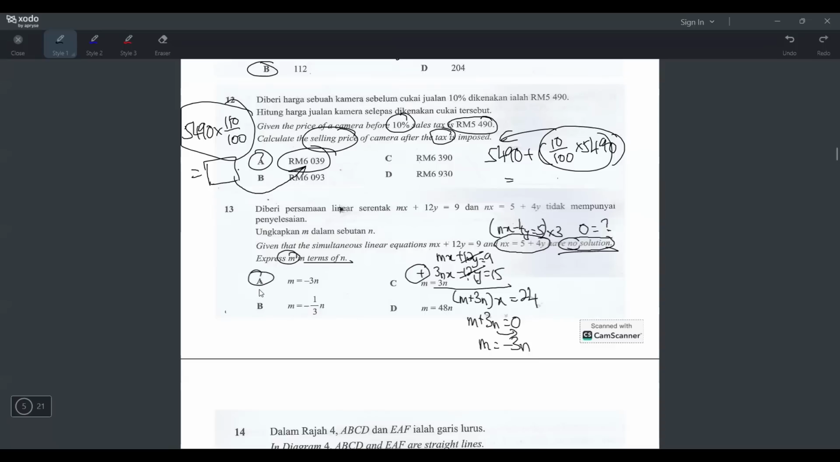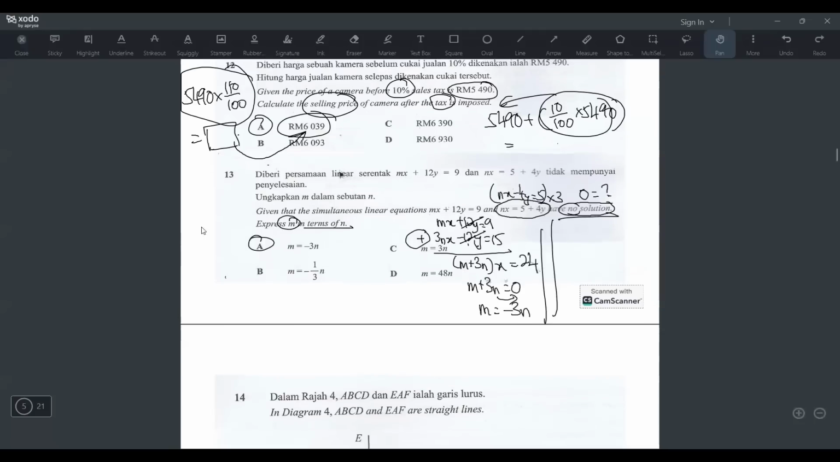But I told you in the beginning, I said there are two methods to explain this question, right? So let me explain using another method. This method is the first way to do it. Let me explain how to do it another way. The other way is to use the gradient to find it. Because if they say no solution, what does it mean?